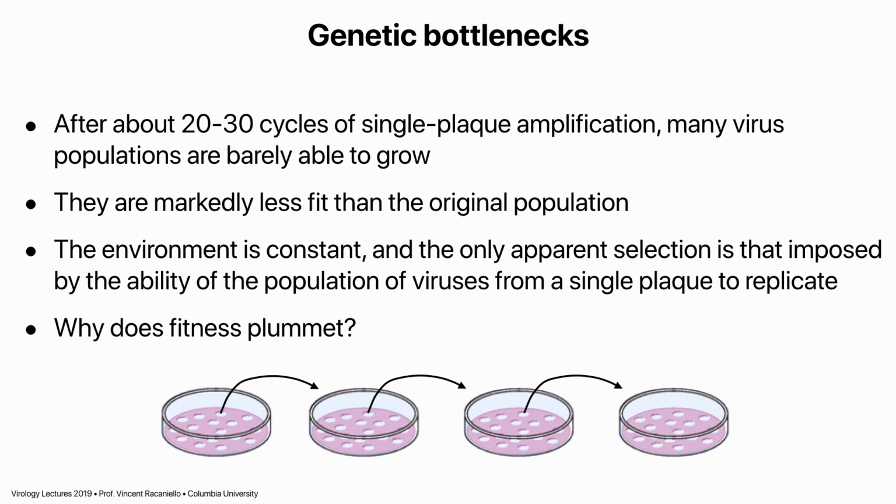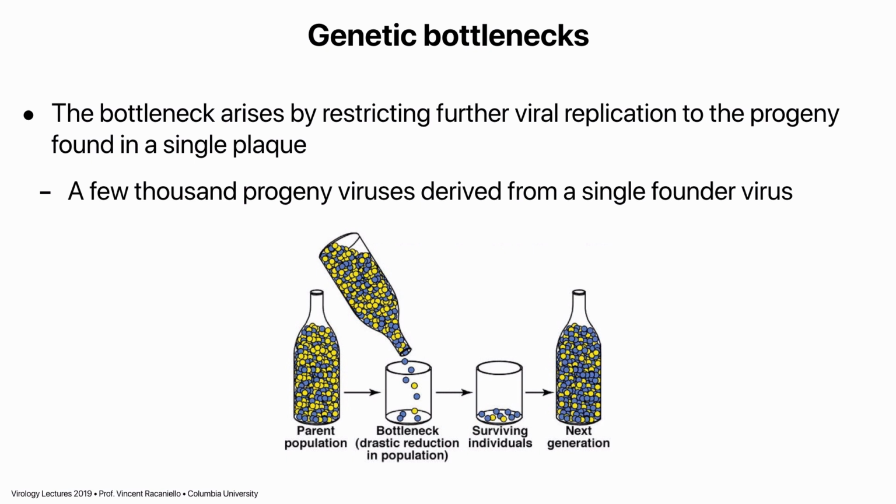So why is this? It's the same cells, the same temperature, the same agar overlay, the same medium. What's going on? You're not applying any selective force, as far as you can tell. Everything is equivalent. So why do we have hardly any virus replication after just 20 to 30 passages? The answer is because we forced the virus through a genetic bottleneck. A bottleneck by restricting replication to the progeny only found in a single plaque, which may be a few thousand virus particles, as opposed to millions of virus particles if you took the yield of a cell and put it on fresh cells.